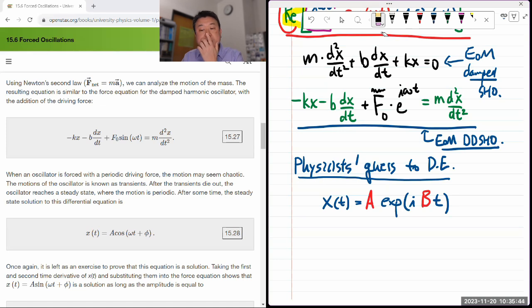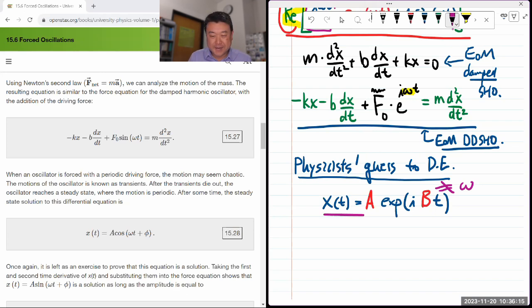And I should start labeling things carefully. I'm going to make sure that I remember that this omega here is going to be the omega of the driving force. In the last derivation, at some point I just said, oh yeah, this b is the same as omega. I'm not going to do that this time, although it might end up being that. We'll see. So we're going to use the same guess.